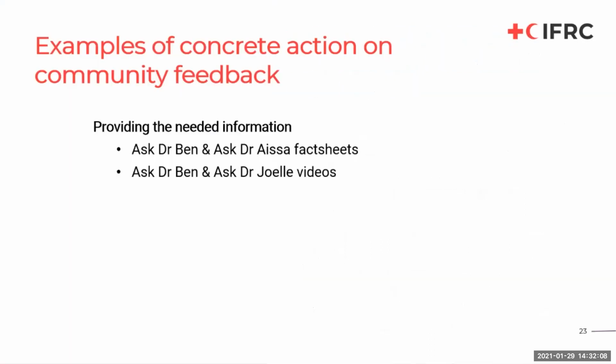And there are some examples of concrete action on community feedback that I wanted to share with you. So the first step, that is usually the easiest step, is to adapt the information that we are providing. When we produce all these feedback reports, we see what the main rumors are, what the main questions are, and we need to make sure that our staff and volunteers know how to address this information, tackle rumors, and provide the information that communities are asking for.